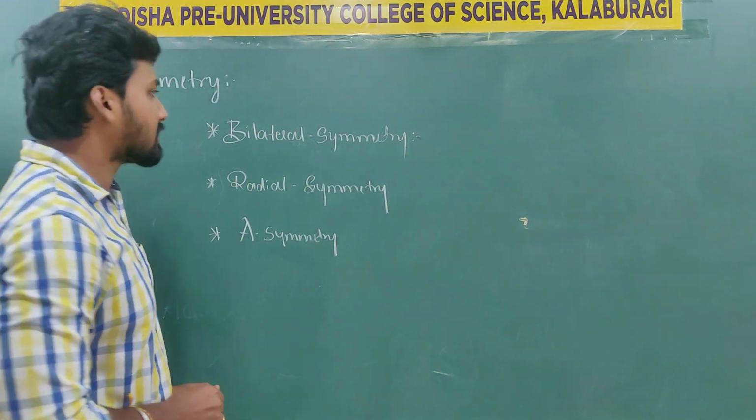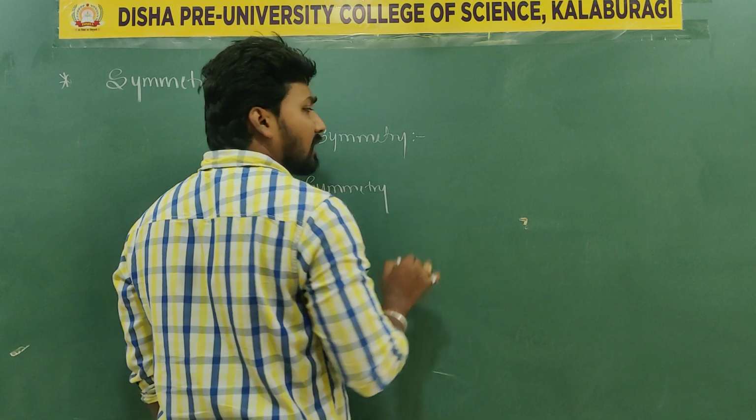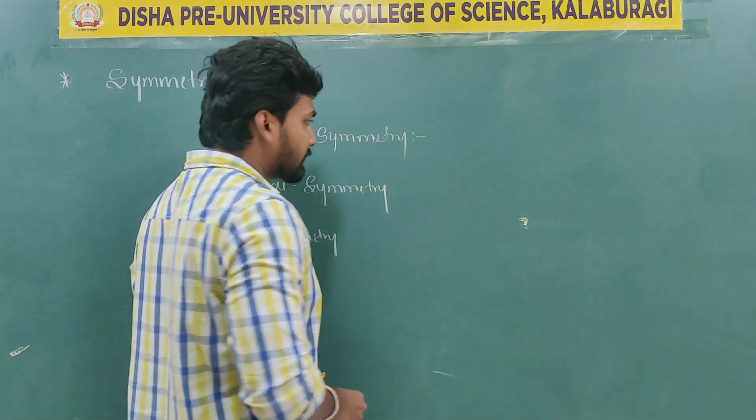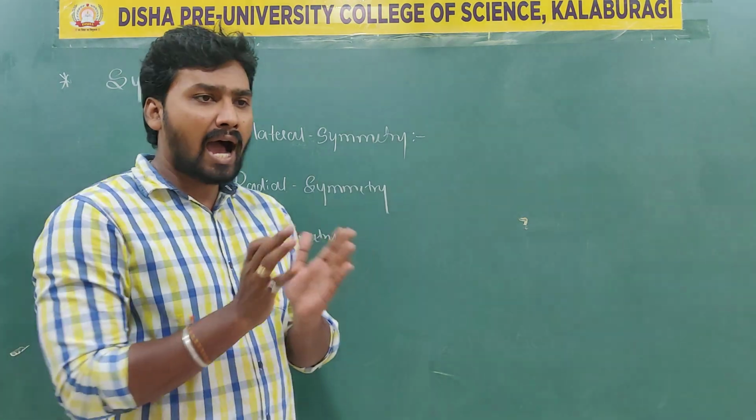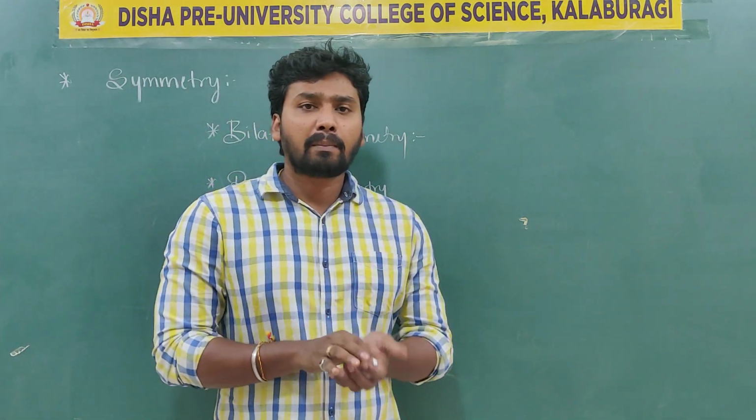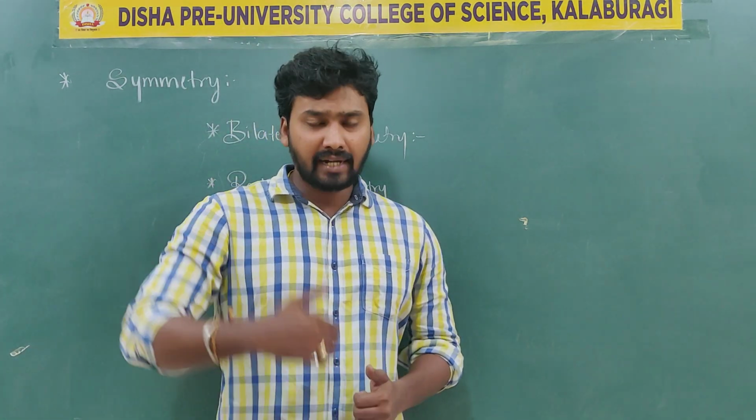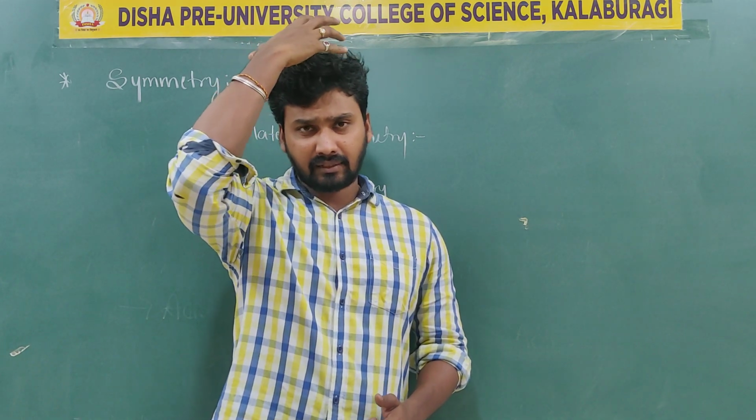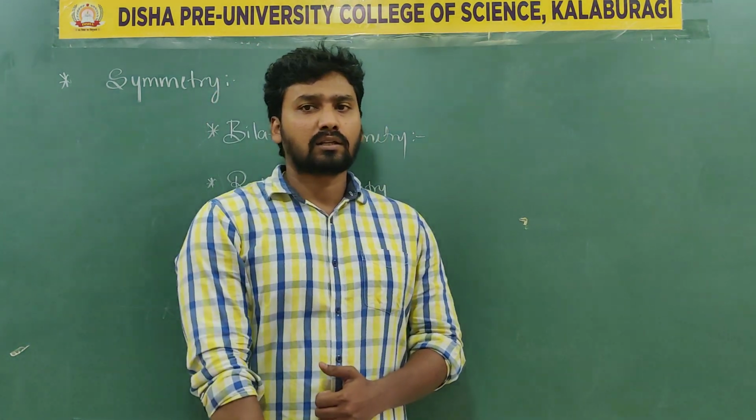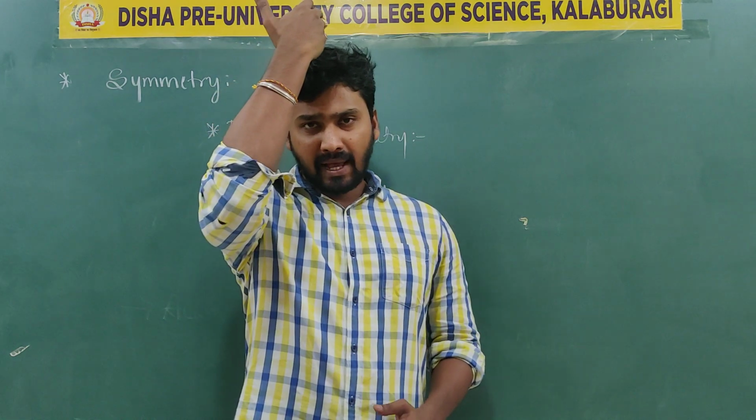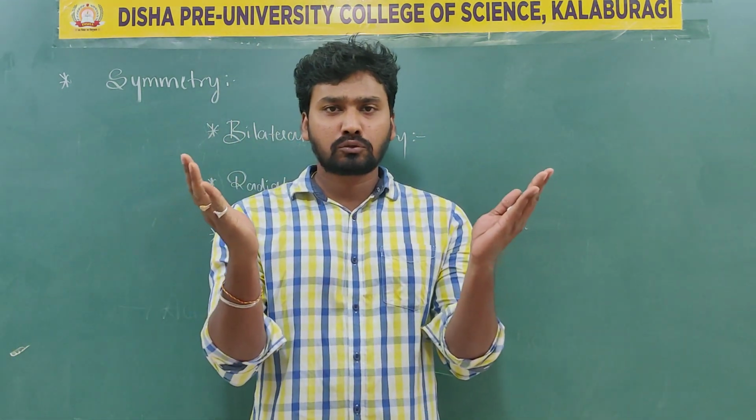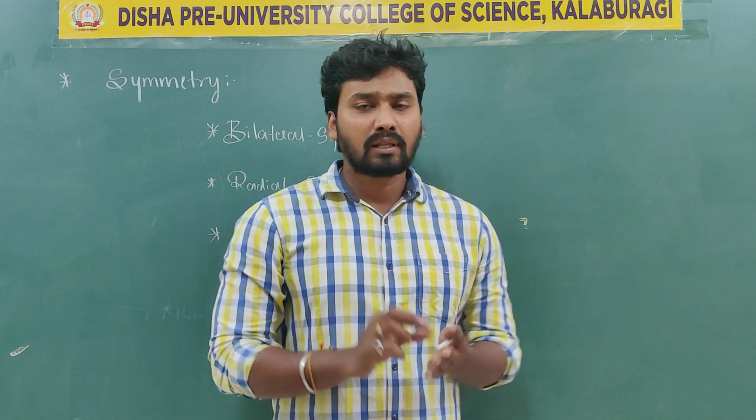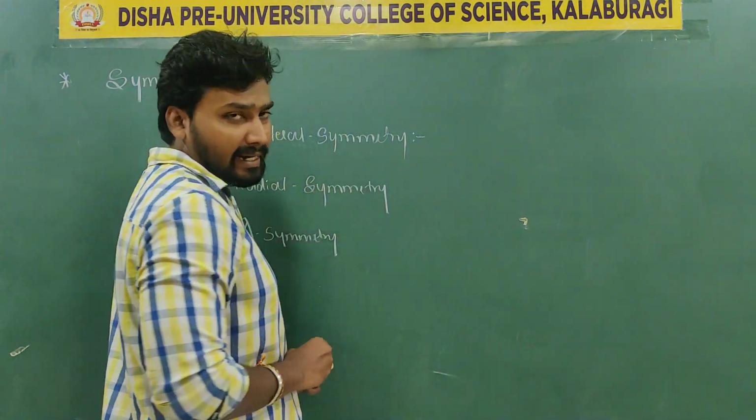First we'll study what is bilateral symmetry. Bilateral symmetry is seen in most of the vertebrates. Here the animal is cut from anterior to posterior. Anterior is the head region, posterior is the lowermost part. If a plane passing from anterior to posterior divides the animal into two equal halves, that symmetry is said to be bilateral symmetry.